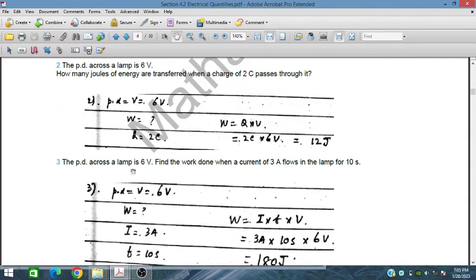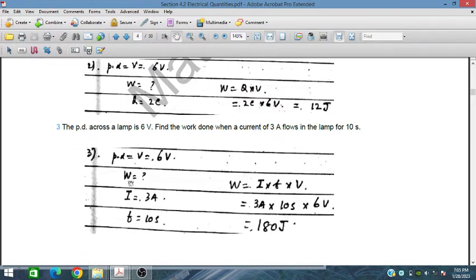The potential difference across a lamp is 6 volts. Find the work done when a current of 3 amperes flows in the lamp for 10 seconds. We have the potential difference of 6 volts, and we have to find the work done or energy transfer. The current of 3 amperes is flowing for a duration of 10 seconds. So W is equal to V I T. This is 3 amperes, this is 10 seconds, and this is 6 volts. So we have 180 joules. The work done is 180 joules.